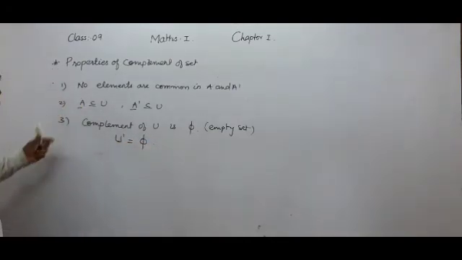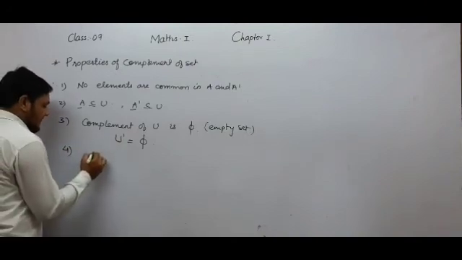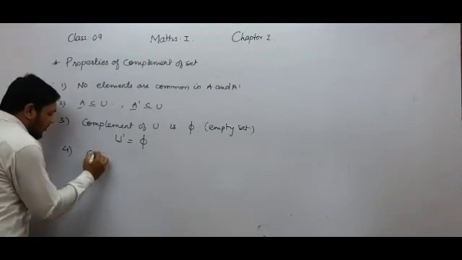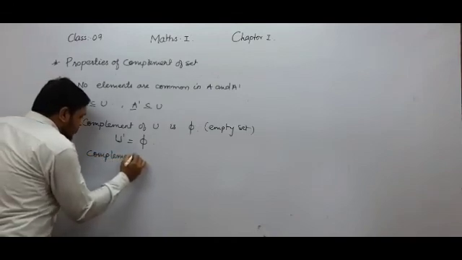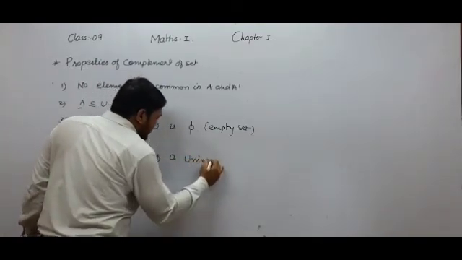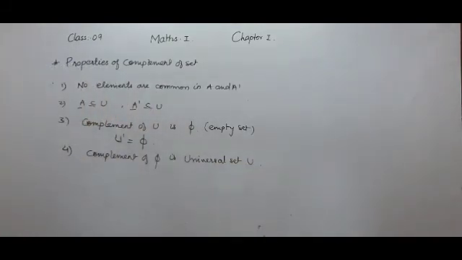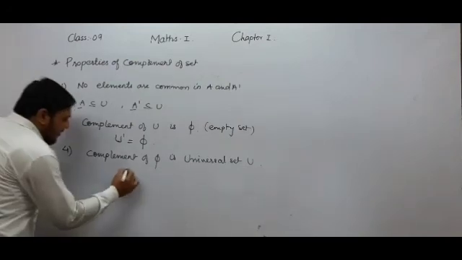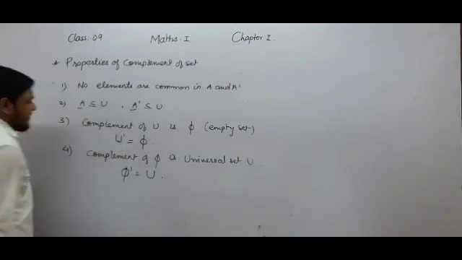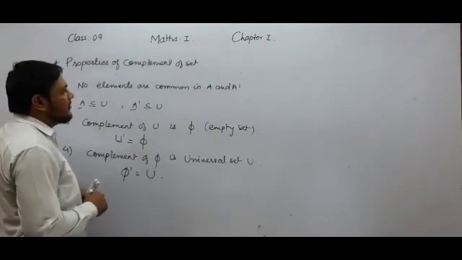So student, if we reverse this statement, if we make the converse of that statement, then the converse is yes: the complement of empty set phi is universal set U. If we take the complement of phi, that is complement of empty set, it is nothing but the universal set U. So we can write the complement of empty set is universal set. So these are the properties which we have to take into consideration for the complement of a set.